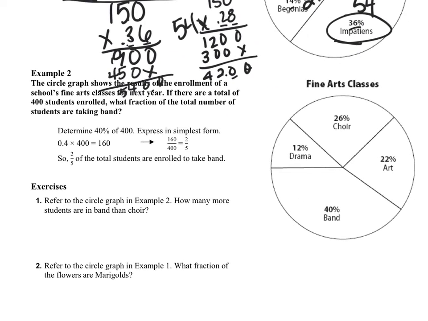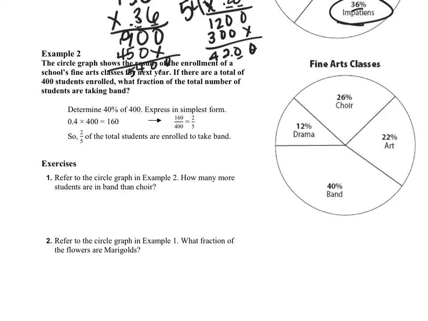Okay, so hold on. Here's the second graph. It says example 2. The circle graph shows the results of the enrollment of a school's fine art classes for next year. If there are a total of 400 students enrolled, what fraction of the total number of students are taking band? So we're looking at band. Right here, band is 40%. How many total students do we have?